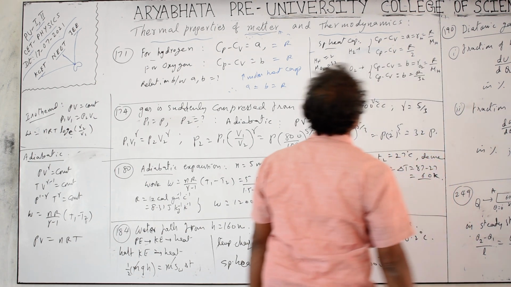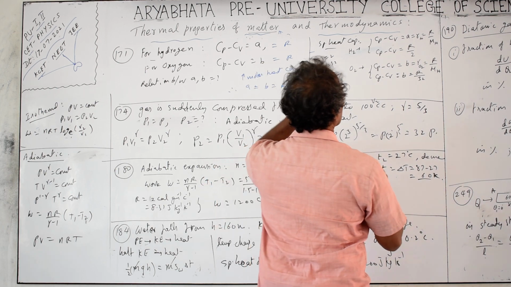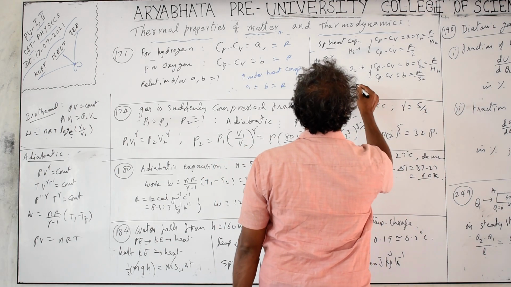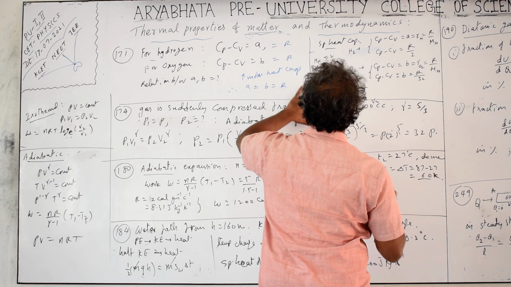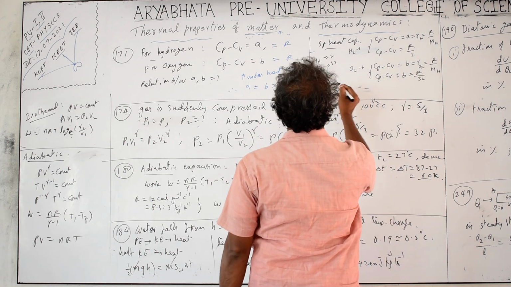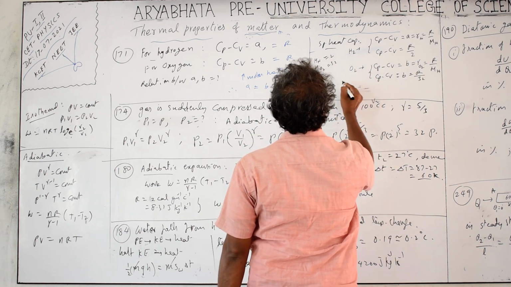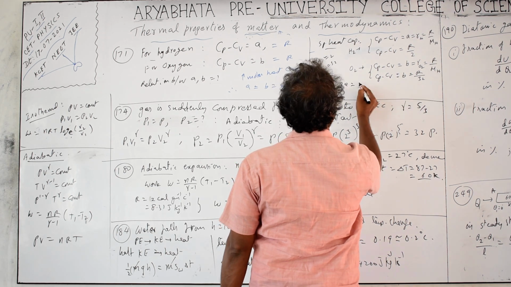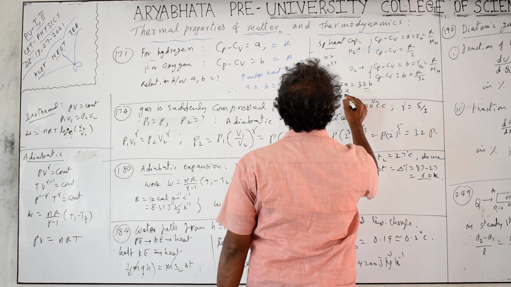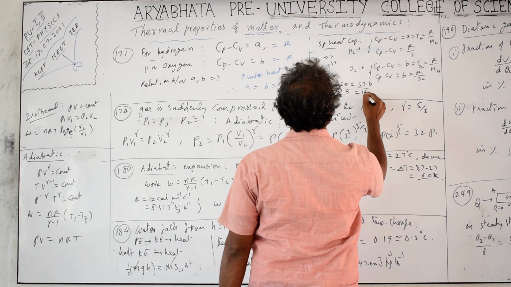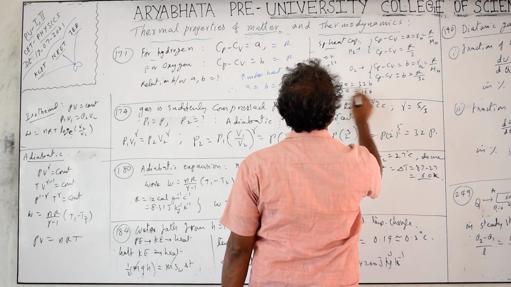If they ask for the relation between A and B, you can equate the R. R is equal to 2A, which is also equal to 32B. That means A equals 16B is the relationship.